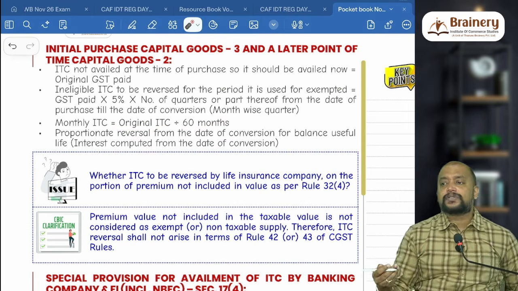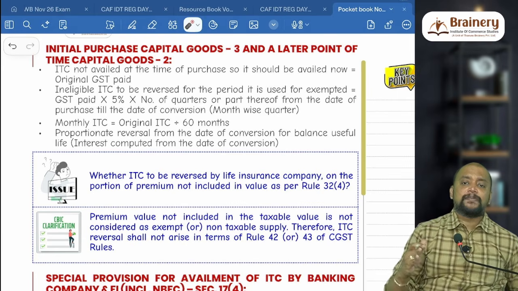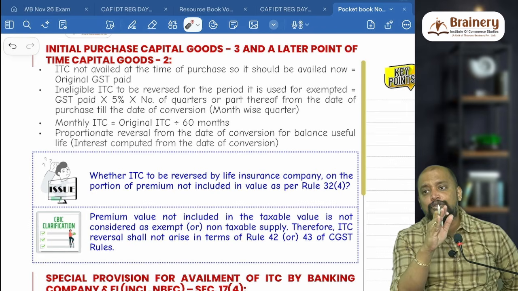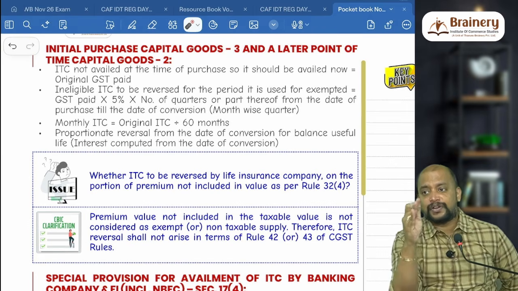What does quarter refer to here? Quarter or part thereof means you need to take January to March as one quarter, and then July to September as one quarter, like that.